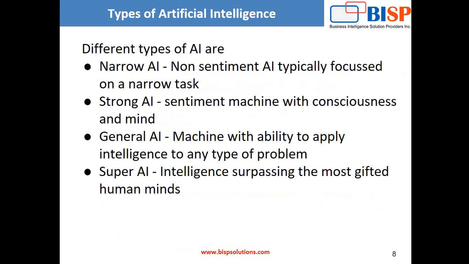Next one, a general AI. General AI is what all of us are, because we are all humans, and we have the ability to solve any type of problem by applying our intelligence. The super AI. The super AI is the intelligence that is surpassing the humans. That's the super AI. So we have seen different kinds of AIs.